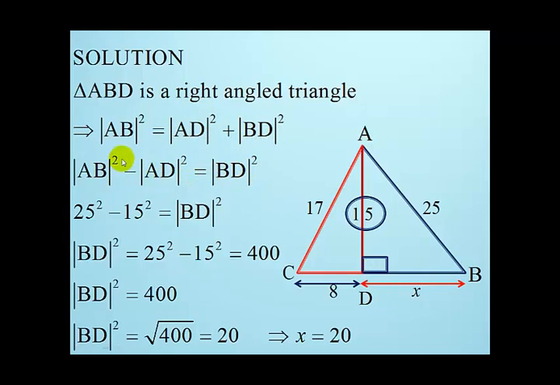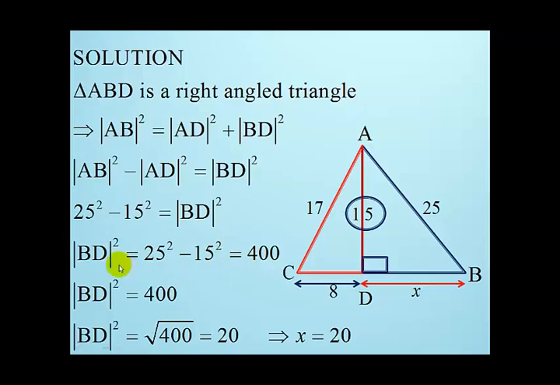Now AB square, AB from the question is 25, so we have 25 square minus AD square. AD from our calculation we had 15, so AD square is equal to 15 square, and this is equal to BD square. Now if 25 square minus 15 square is equal to BD square, then it means that we can write it in this form, that BD square is equal to 25 square minus 15 square. That is, the right becomes the left and the left becomes the right. Now 25 square minus 15 square is equal to 400.